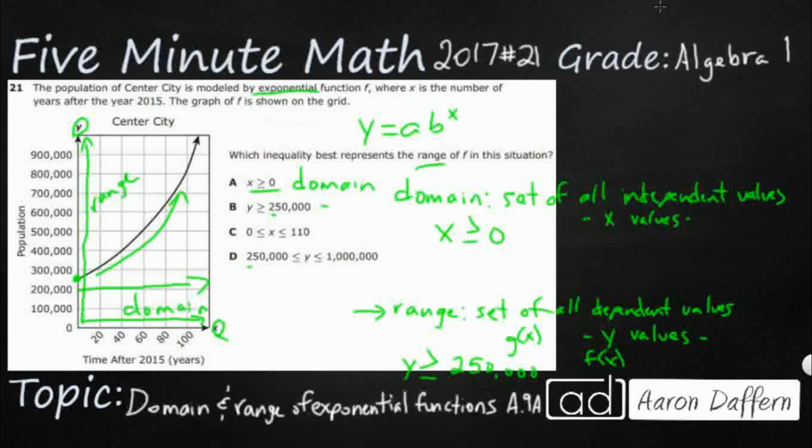And then x is between 0 and 110. So that would be another type of domain if it stopped, but it's not going to stop because that arrow says it goes on forever. And then same thing with this. This is assuming it's bound between the 250 and the 1 million, but that's just where the graph stops. That arrow up at the top means that it continues past that. So you can't say that you've got these boundaries here. That's no good. So our answer here is B.